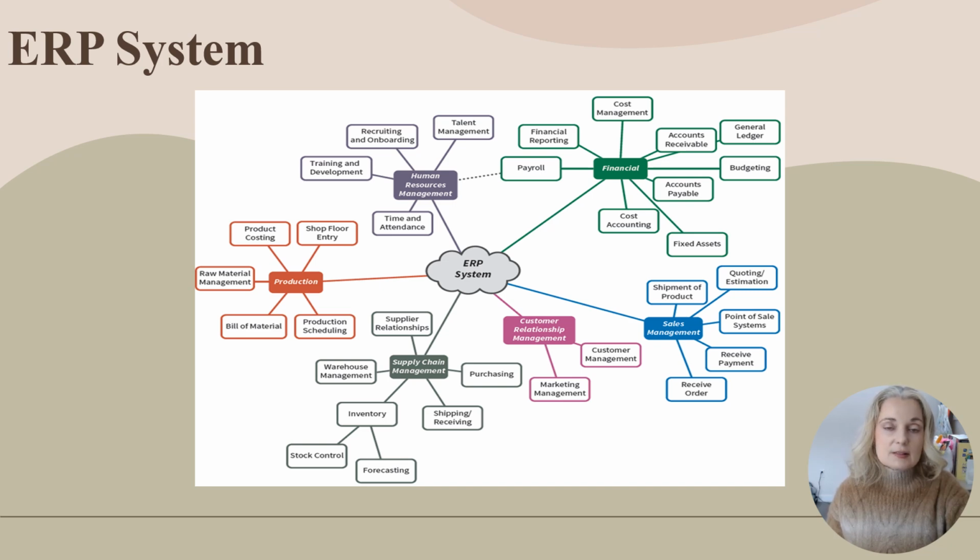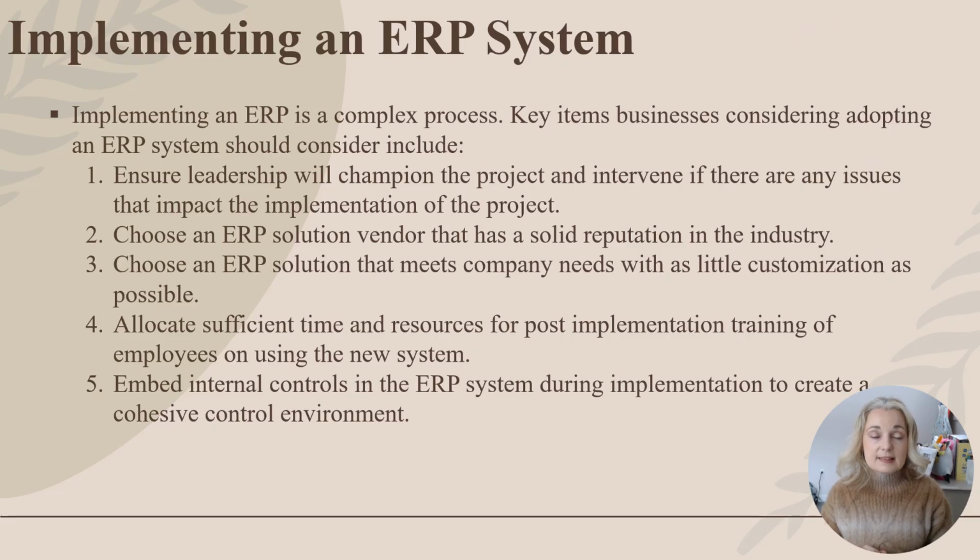So as you can see, this one company has one system with various modules, and employees from different areas would have access to the specific modules that they need. Let's talk about implementing an ERP system. As I mentioned, I was on an ERP implementation team, and it is a very complex process. So let's discuss some of the key business considerations of adopting an ERP system.